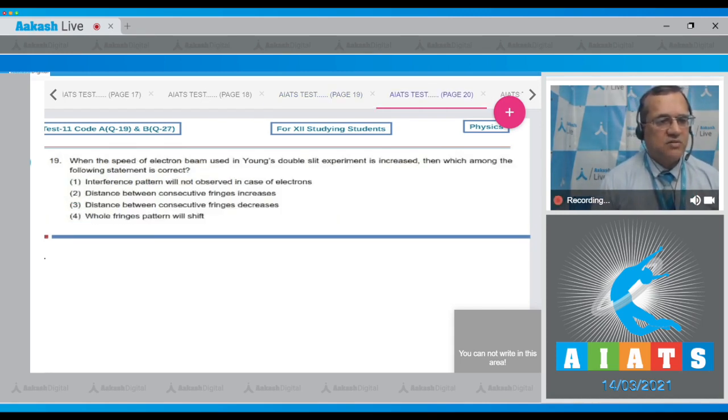Question number 19 says, when the speed of an electron beam used in Young's double-slit experiment is increased, which among the following statements is correct? The interference pattern will not be observed in case of electrons, or the distance between consecutive fringes increases, or the distance between consecutive fringes decreases, or the whole fringe pattern will shift. Now see what is happening: when an electron beam is used, the wavelength is equal to h upon mv. When the speed is increased, the wavelength decreases.